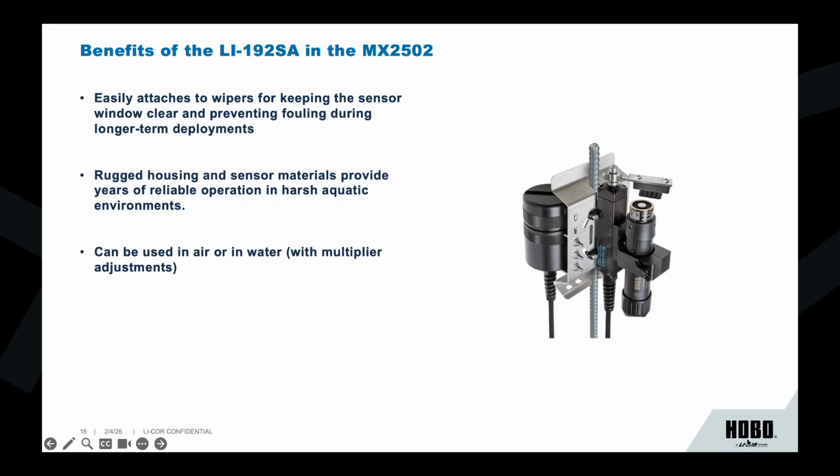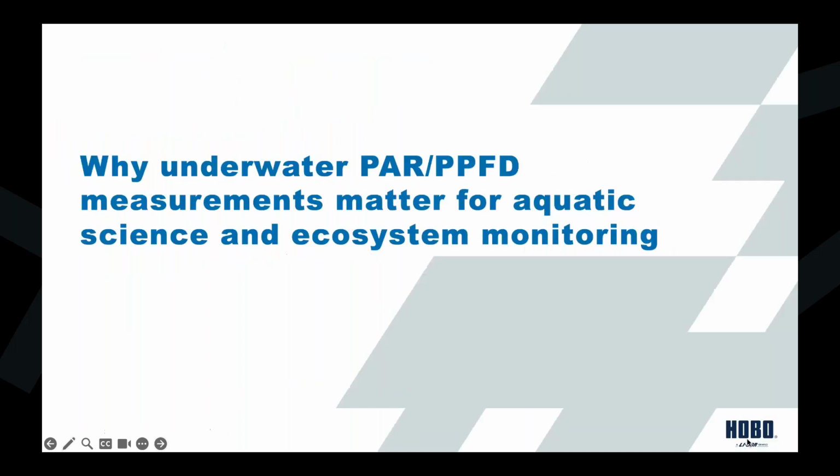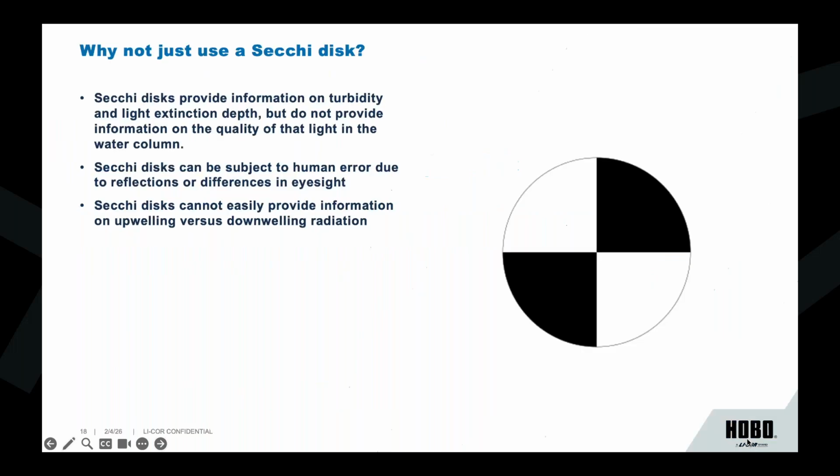So let's talk a little bit more about why underwater PAR PPFD measurements matter. We've talked about what they are. We've talked about why the LI-192, and specifically in the deployment of the 2502, is useful. But why would I want to look at PAR? I already mentioned that this is how plants use light. Okay, but there's other ways for me to understand ecosystem monitoring. Why don't I just use a Secchi disk? I mean, I'll just put it down there and it'll be fine.